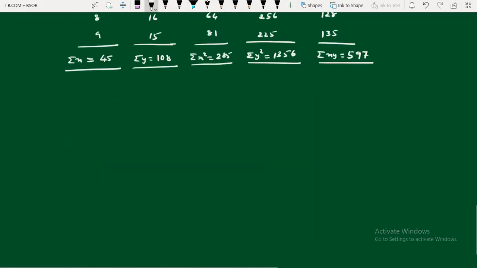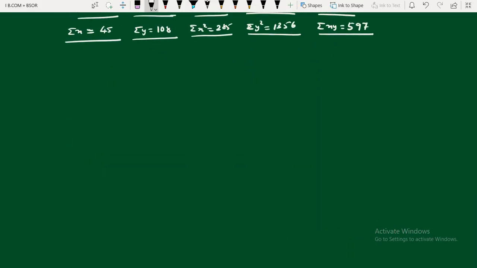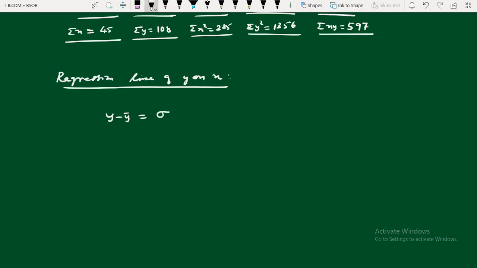Therefore, go for the solution now. The equation of y on x. So the regression equation or line of y on x is y minus y bar equal to sigma yx into x minus x bar, where x bar equal to sigma x by n.